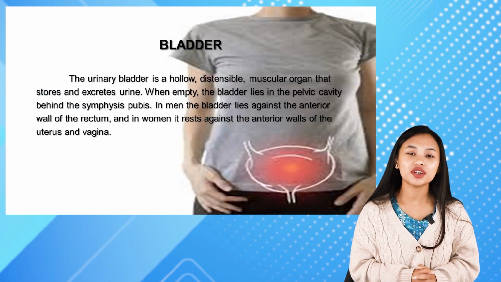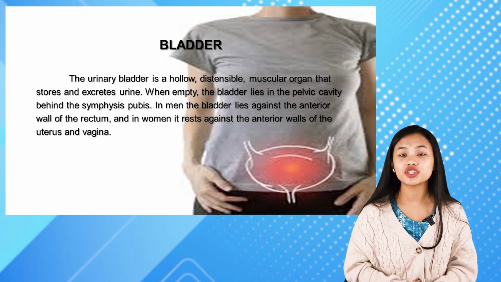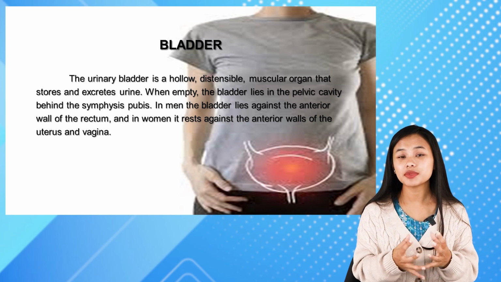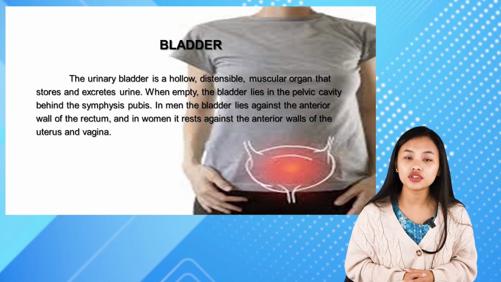So this is how the ureters function in the urinary system. Now let us move on to the next, which is the bladder. Here the urinary bladder is a hollow, distensible as well as muscular organ that stores and excretes the urine.